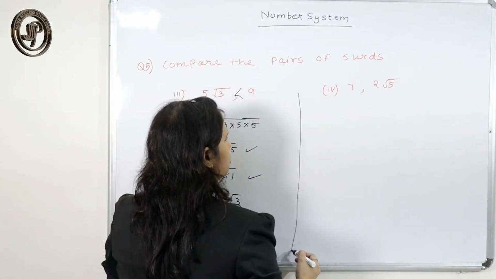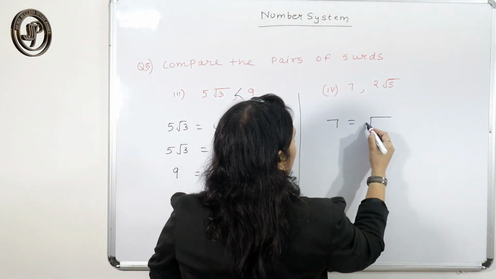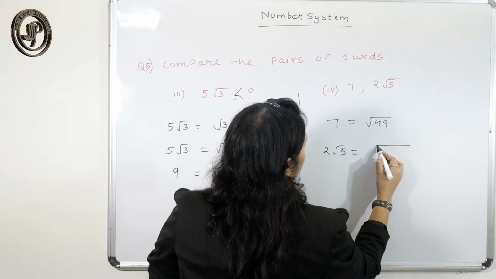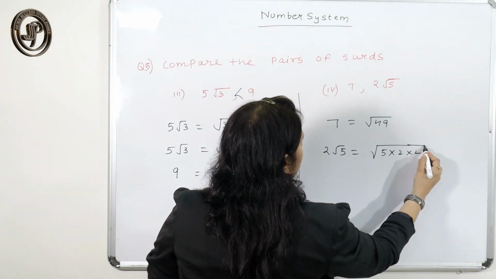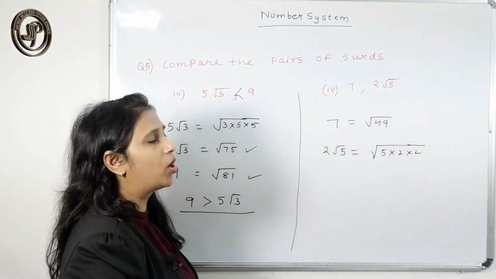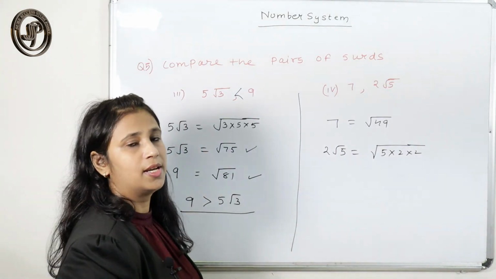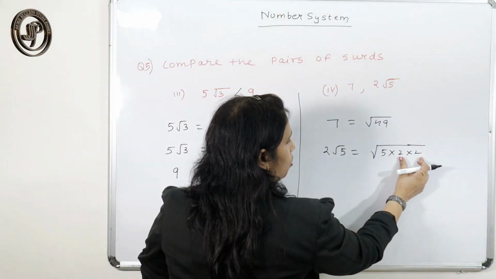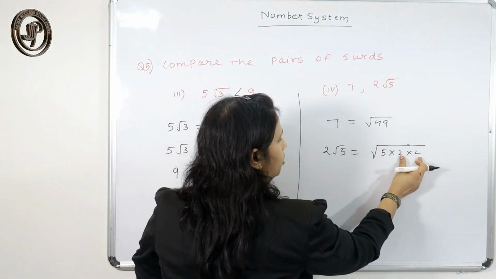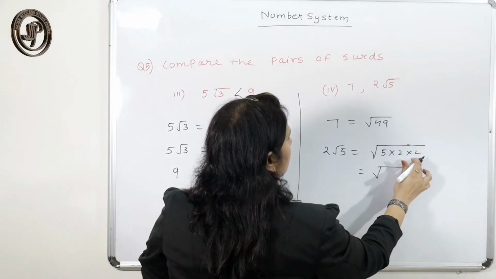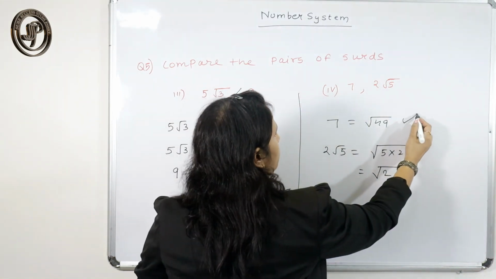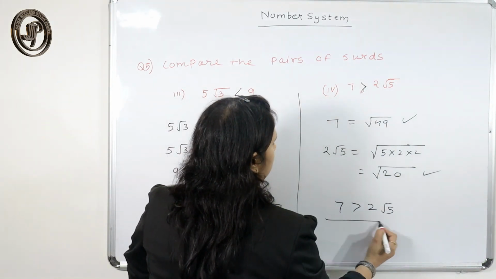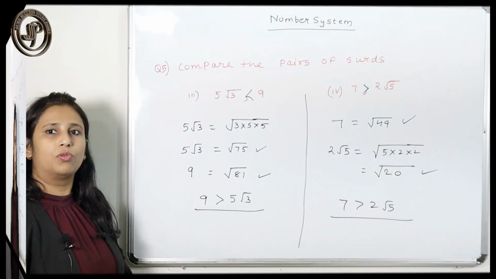Same way you can proceed with this question also. 7 you can write as root 49, and 2 root 5. Tell me, what can you write 2 root 5 as? When you bring this 2 inside the radical, what will happen? You have to multiply 2 twice. It is the same way, we just do the opposite of what we do during simplification. If you need to simplify, you have to take this 2 out. This is how much? 4 into 5, 20. Now which one is greater? That is greater. So 7 is greater than 2 root 5.